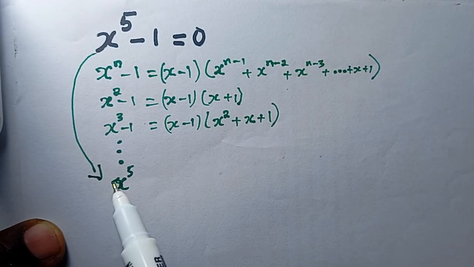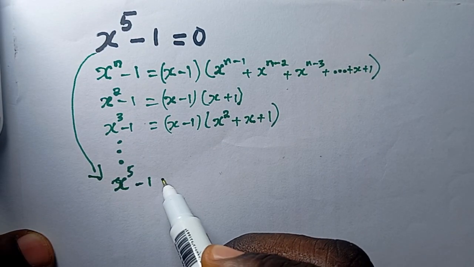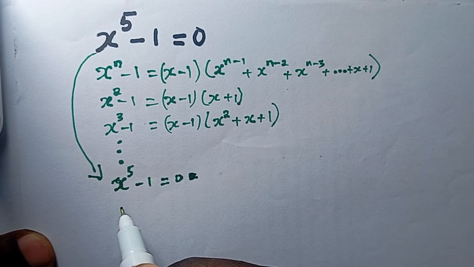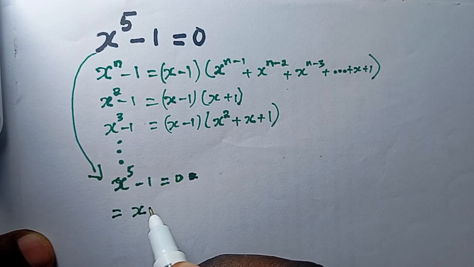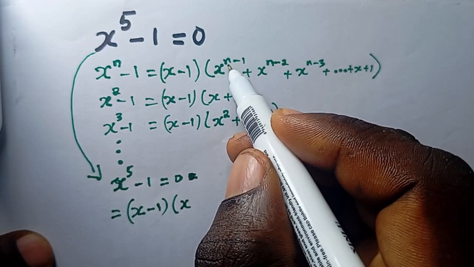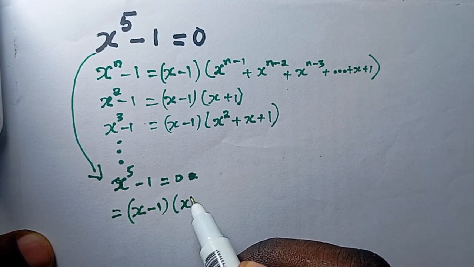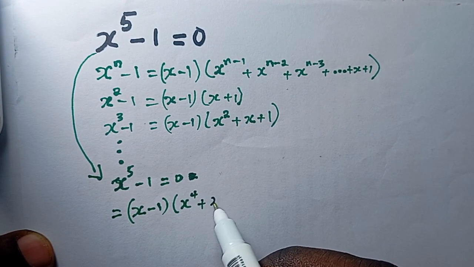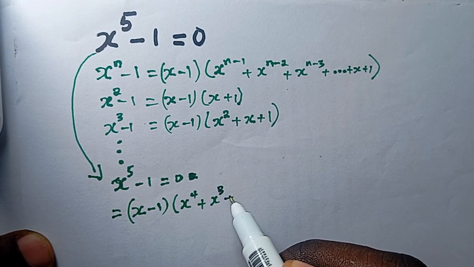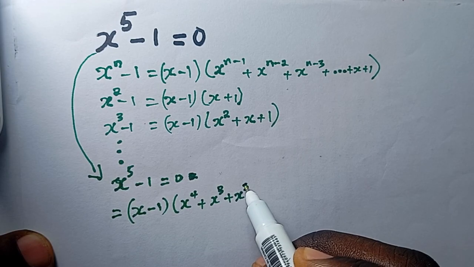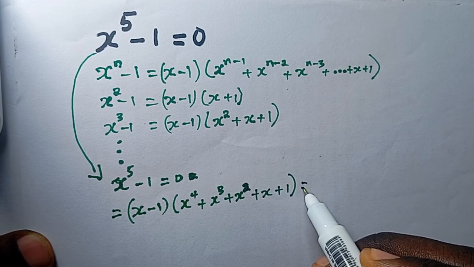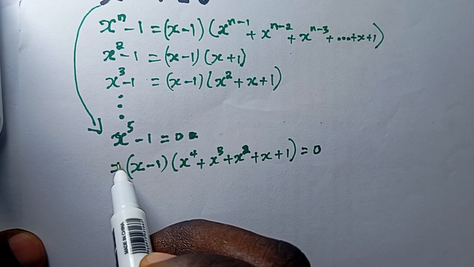So we are actually going to be expanding this to be, let me write here, this will now be equal to x minus 1 into, when you put 5 here, this is 5 minus 1, which is equal to 4, plus, put 5 here, that is 5 minus 2, which is equal to 3. And so it actually continues in this order. So this will be x power 2 plus x, and then plus 1. And of course, it's equal to 0.